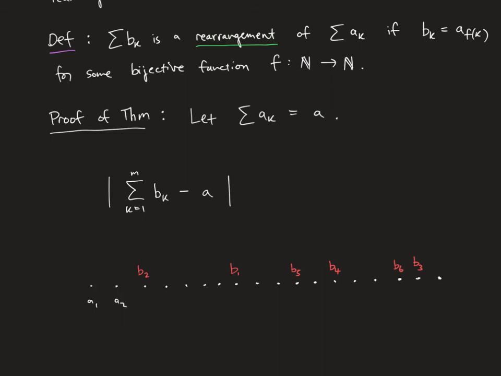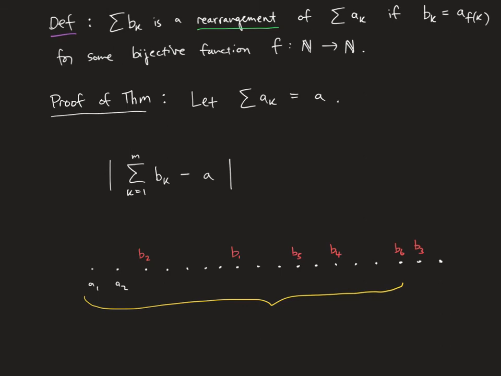But we can get arbitrarily close to A by taking sufficiently many of these a's. If we take a large number of these a's, say from starting there out to there, we're going to be very close to A. So this is going to be, let me see.